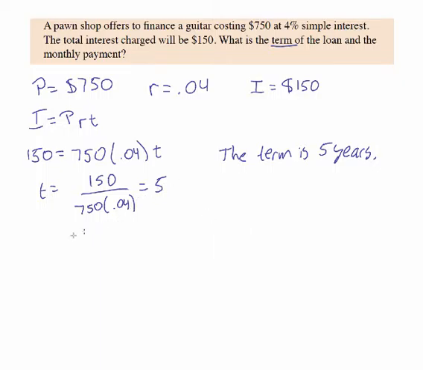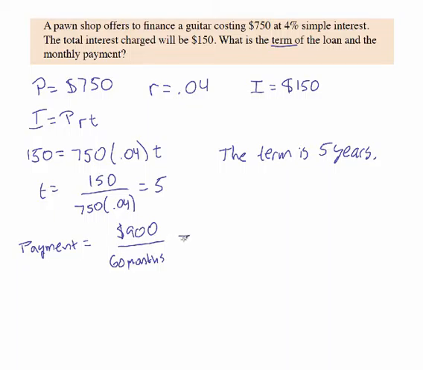Well, our monthly payment always comes from taking the future value of the loan, which is the total amount that needs to be repaid, and dividing by the number of months. Well, in this case, the total amount that needs to be repaid is $900, which I got from adding the principal amount of $750 and the interest charged of $150. We just found that the term is 5 years, which means there will be 60 months of payments because there's 60 months in 5 years.